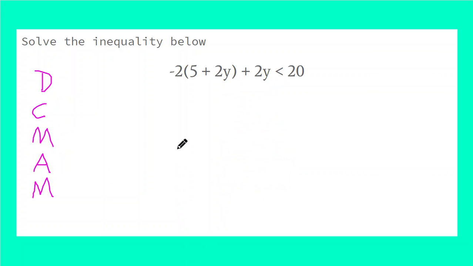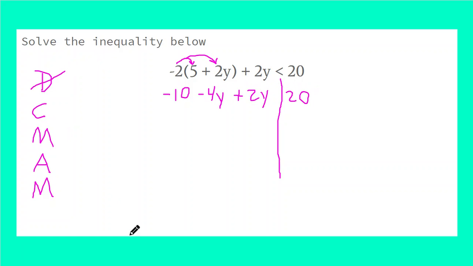All right, let's try another example. So I have this big long inequality. I'm going to circle my inequality sign and draw a line straight down to separate my two sides. My first step, and don't call me after midnight, is D, distribute. So I'm going to take this number on the outside and multiply it to both things on the inside. Negative 2 times 5 is negative 10. Negative 2 times 2y would give me negative 4y. And then I can bring everything else down because there are no other parentheses to get rid of. And I'm done with my distribute step.